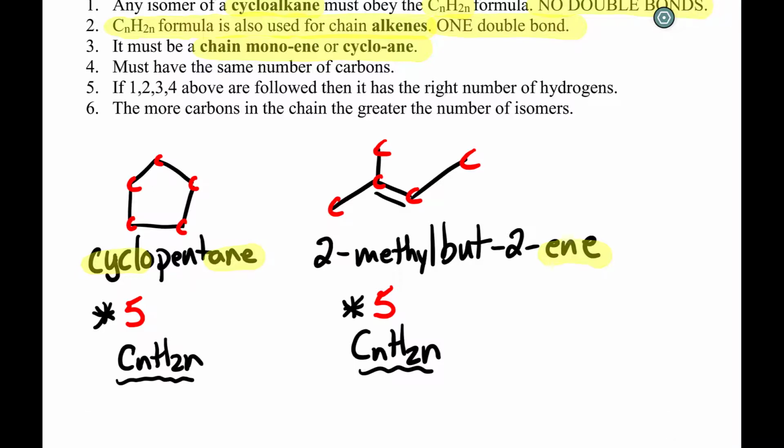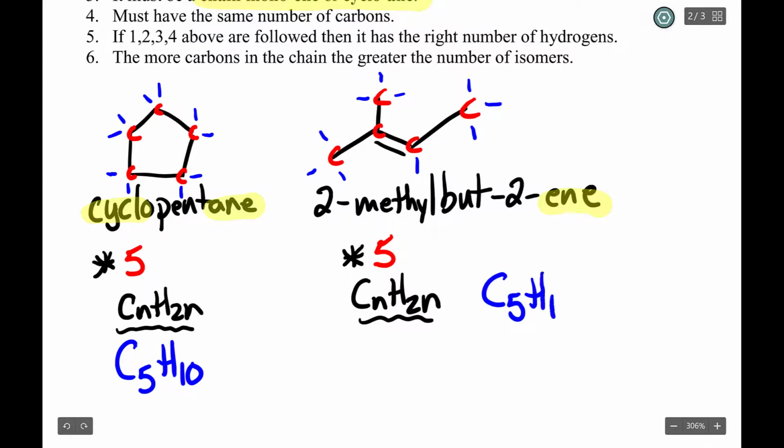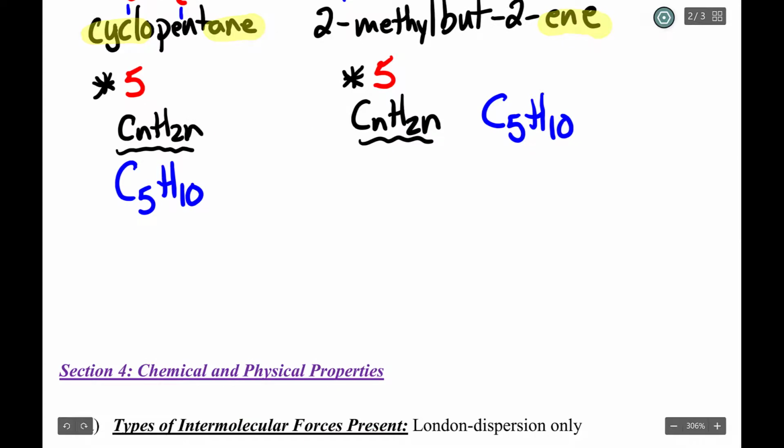So again, a cycloalkane and a chain-ene are going to be isomers of one another if they have the same number of carbons. Just as a double check if you want, what I can do is draw in the hydrogens. So I have 1, 2, 3, 4, 5, 6, 7, 8, 9, 10 hydrogens here. Here I would have 1, 2, 3, 4, 5, 6. This would have none. 7, 8, 9, 10. So these are both C5H10. These would be C5H10.